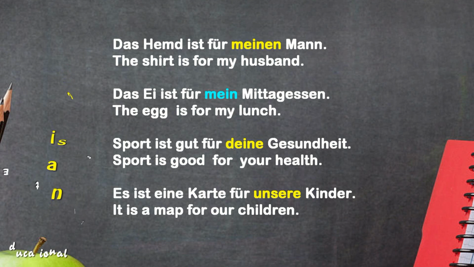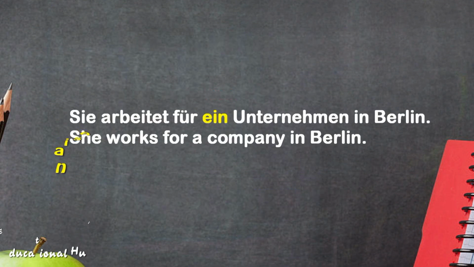And es ist eine Karte für unsere Kinder. It is a map for our children. It is plural noun. Sie arbeitet für ein Unternehmen in Berlin. She works for a company in Berlin.